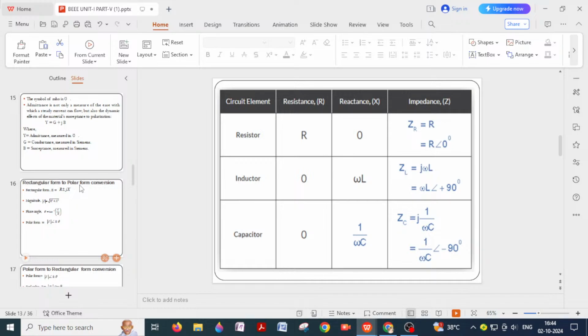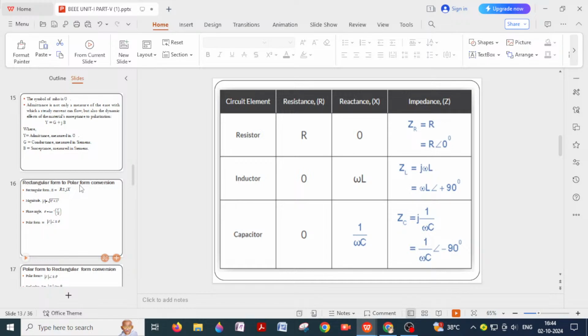Let us see what is meant by admittance. Admittance is the reciprocal of impedance. Impedance is Z, so the reciprocal of impedance is admittance. Admittance is denoted by Y. So Y will be equal to 1 by Z.